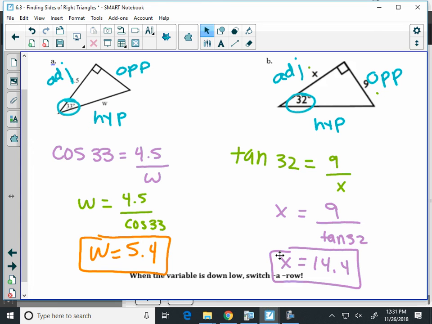Questions over that? Same setup every single time. You just have to watch how you solve. If x is up high, remember to multiply. If x is down low, then switch your row. Alright, rest of the time is yours.